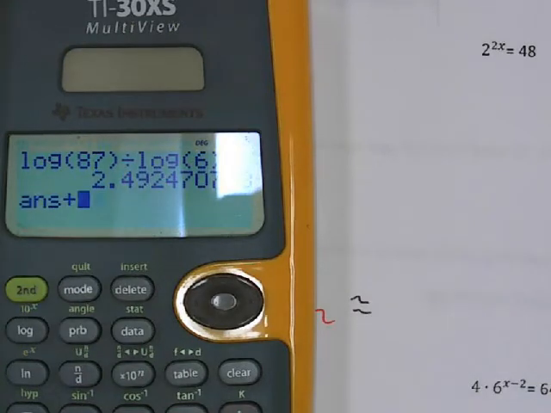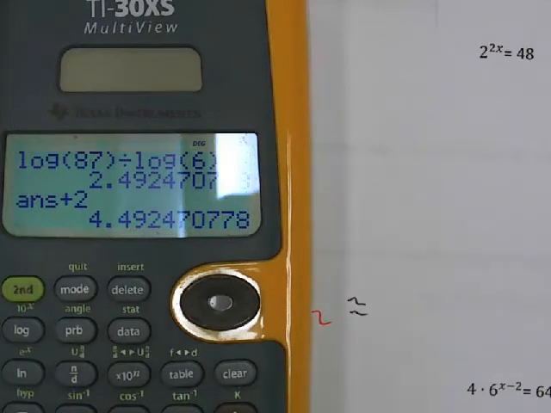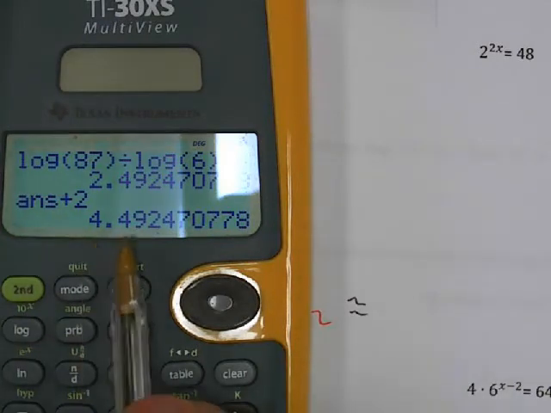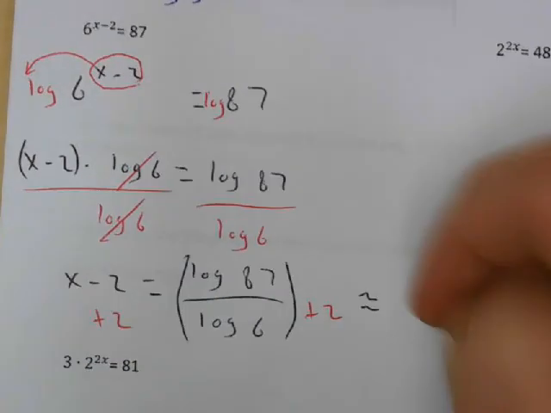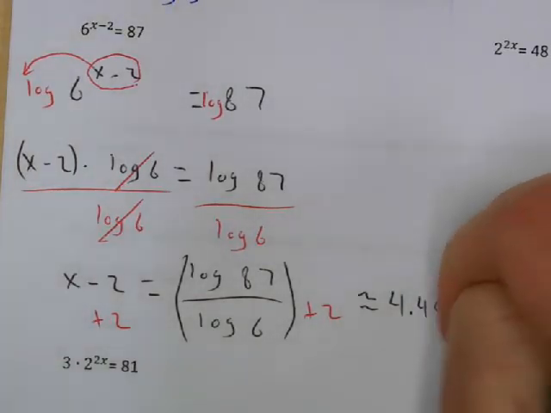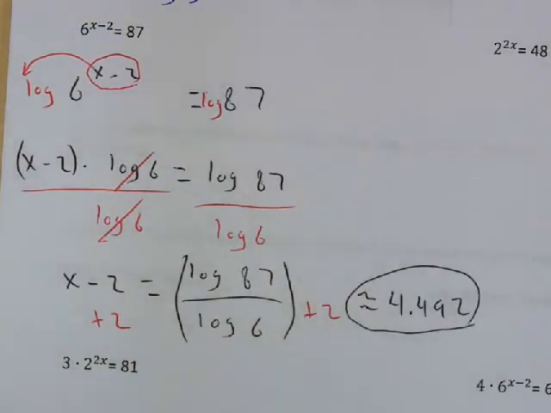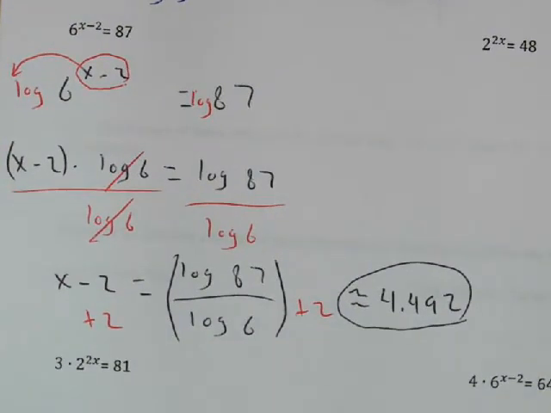We can use the calculator. Plus 2, we get 4 point, and if we're rounding to the nearest thousandth, it'd be about 4.492. So 4.492. Okay, and then there's our answer. And again, we didn't write the log in a second way, but that's okay. All right, let's go through these last 3 examples, and we'll wrap up these notes.